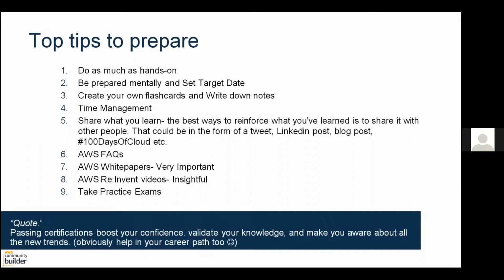The fourth tip is time management, and time management plays a role in every level of certification, be it associate, professional, or specialty. But if I talk in particular, in the professional level and the specialty level, time plays a very crucial role. You will get 170 minutes, and you would have 65 to 75 hard questions. It would be roughly 2.5 minutes per question.